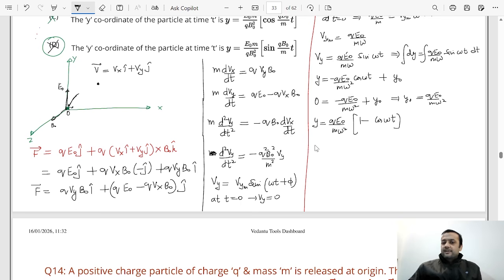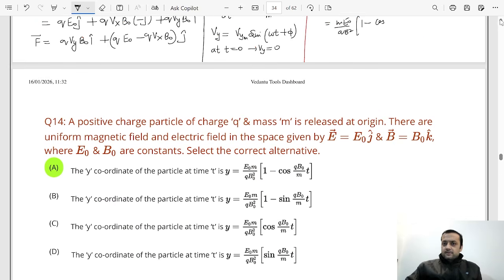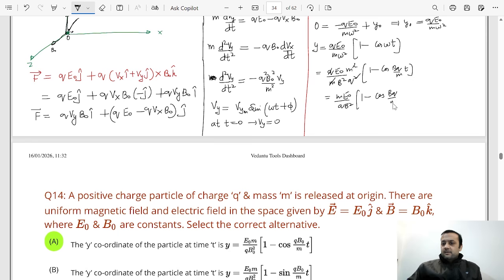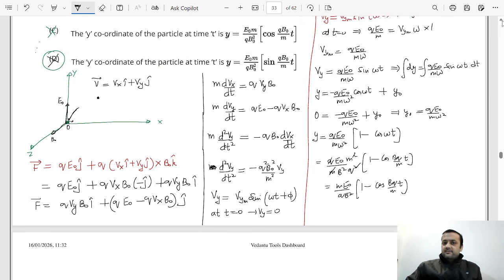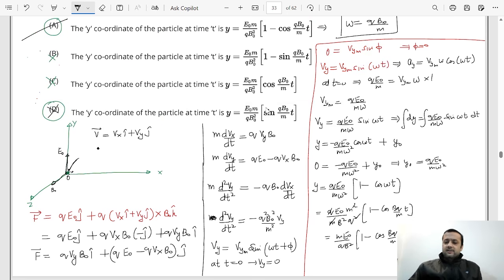Now if you put the value of omega, remember it was bq by m. So this is q E0 upon m, and this is b square q square by m square into 1 minus cos of bq by m into t. So this becomes m E0 upon q b square into 1 minus cos of bq by m t. This is the exact function which was given to you. I hope you have understood how we would have gotten this function. This is a very good question, and I have also told you how you can solve this question in the mains exam.